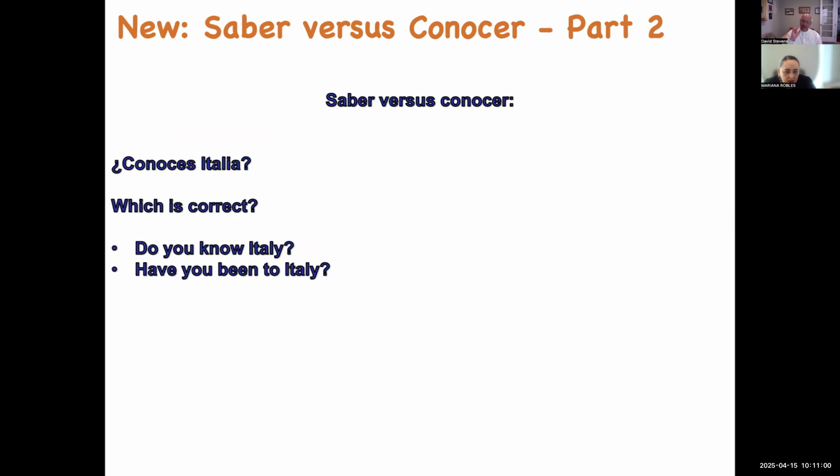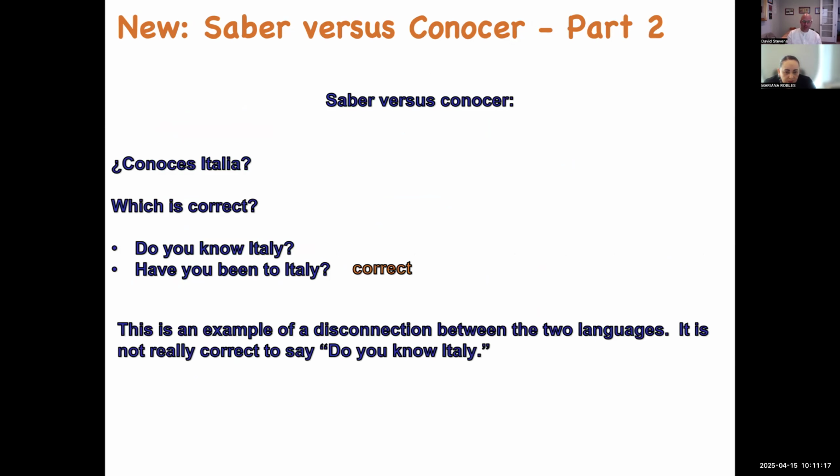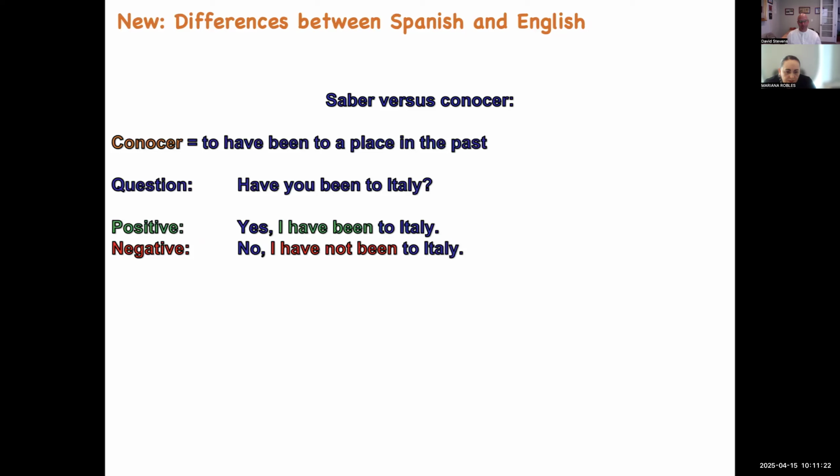All right. Now, which one is correct here? If I wanted to say in English, ¿conoces Italia? Would you say, do you know Italy or have you been to Italy? Have you been to Italy? Very good. Okay, so this is a complete disconnection between English and Spanish here. So to ask a question like this, it's going to look like this. Have you been to Italy? To give a full, complete answer, yes, I have been to Italy, or no, I have not been to Italy.